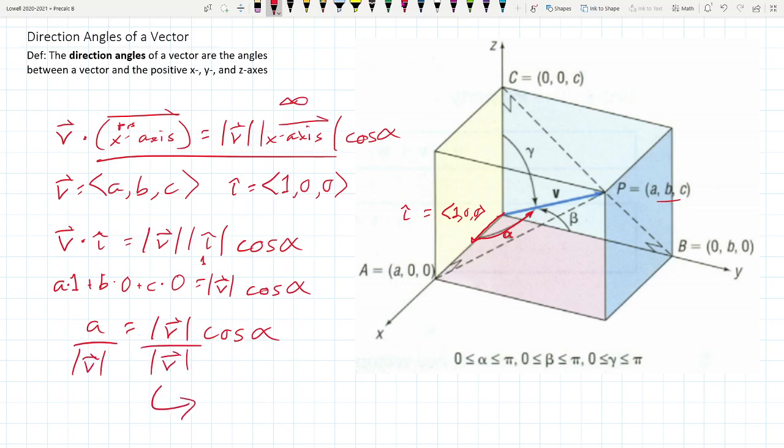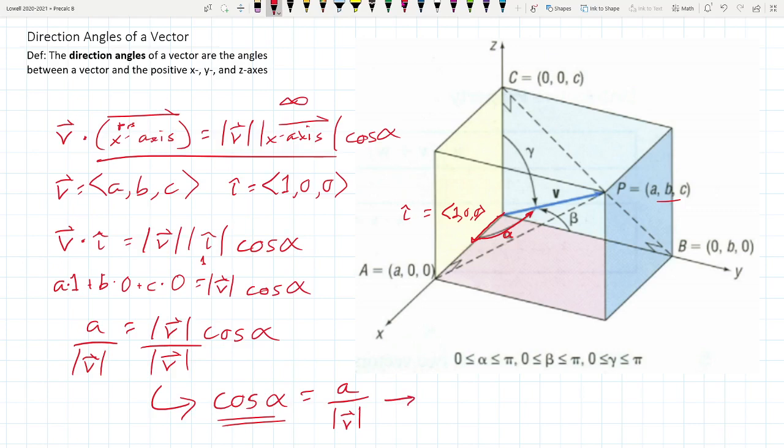And then we get this nice, easy-peasy formula, where cosine of alpha, oh, that's not pretty. Sorry about that. Cosine of alpha is equal to a, so again, this is simply the x component of the vector that we're looking at, divided by its magnitude. So this is the direction cosine. Some people will ask for the direction cosine, if that's what they're asking for.